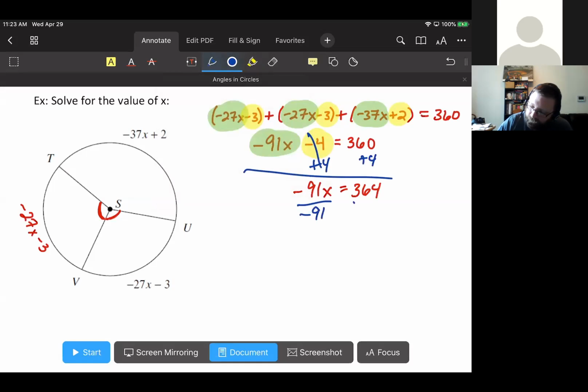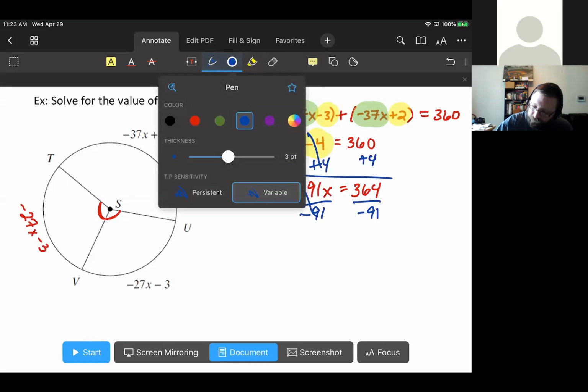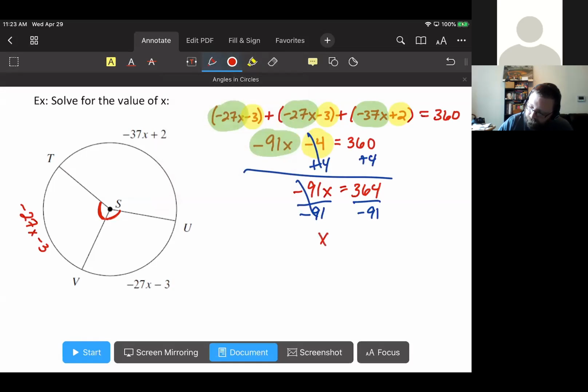Divide by negative 91. And we get x equals negative 4. Now, don't freak out because x is negative. That is not necessarily a problem. That's only a problem if when we plug it back in, we are getting a negative angle value, a negative arc value, which we're not. When we plug negative 4 back in, those are all positive angles, so we're good. We're fine. So the value of x is negative 4.